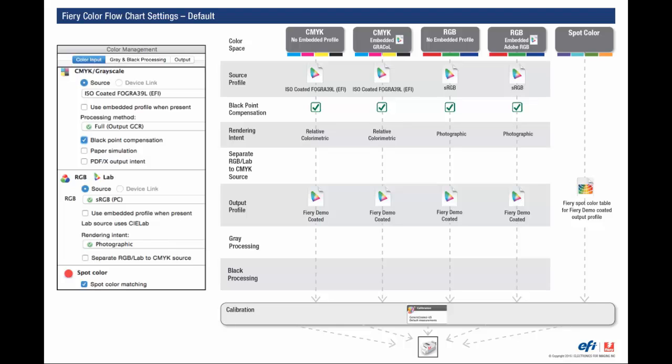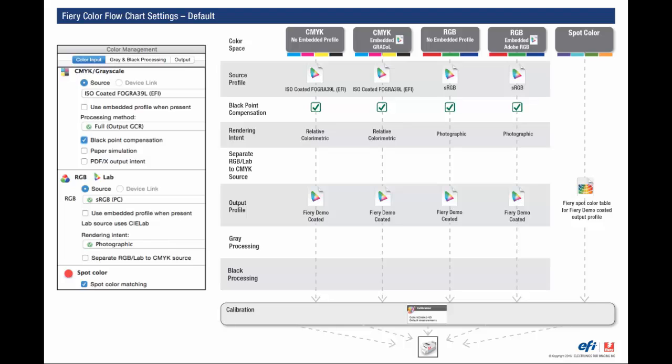Looking at the default color settings on the Fiery, the first thing to understand about the color inputs is that for CMYK source, we specify a default profile. In this example, the ISO-coded FOGRA 39L profile that's commonly used in Europe and other parts of the world outside the United States. When the ISO-coded profile is set as the CMYK default source, it will be used as the source profile for all my CMYK page objects, including those you see in the next two columns.